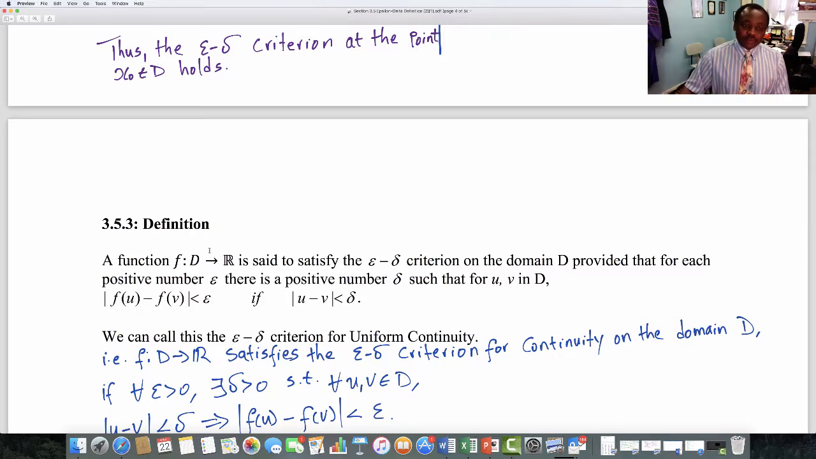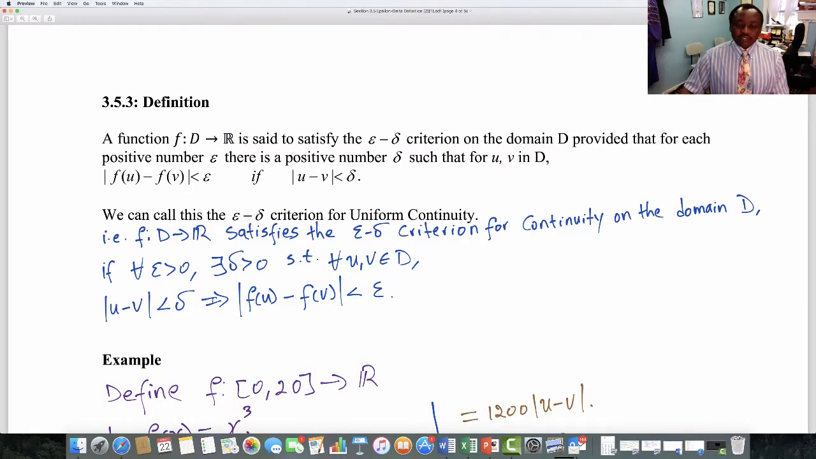A function f from D to R is said to satisfy the epsilon delta criterion for continuity on the entire domain D, provided that for every epsilon greater than 0, there exists a positive number delta, such that for every u, v in D, whenever the absolute value of u minus v is less than delta, we would have that the absolute value of f of u minus f of v is less than epsilon. We would call this the epsilon delta criterion for uniform continuity.